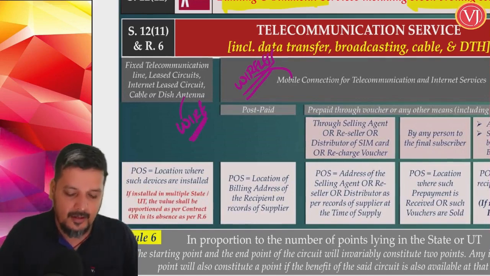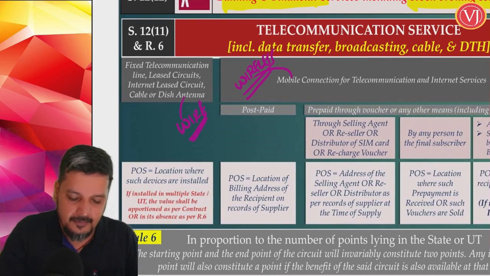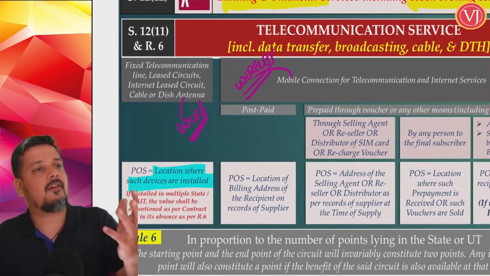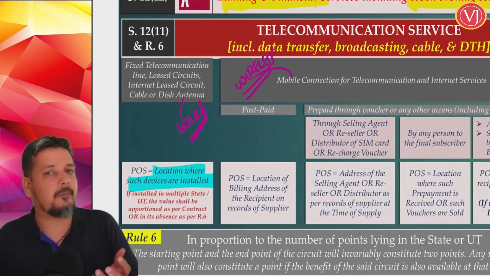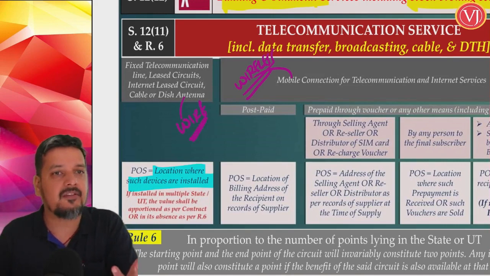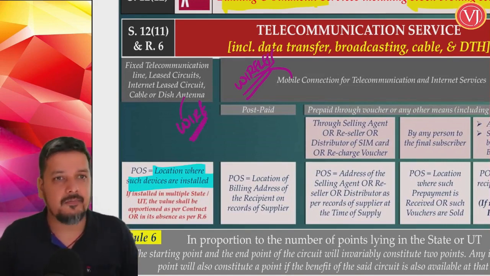If it is through wire, place of supply is the location where the devices are installed. Whenever you're getting telecommunication service through a wire, be it your telephone line or internet line, there will be a device installed. The place of supply is the location where the device is installed.